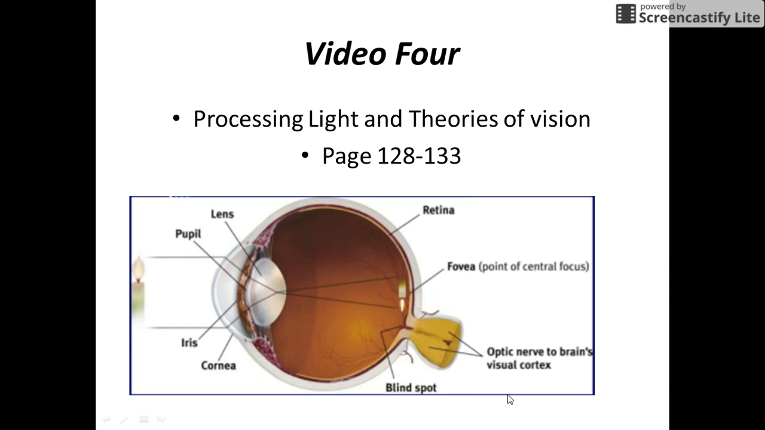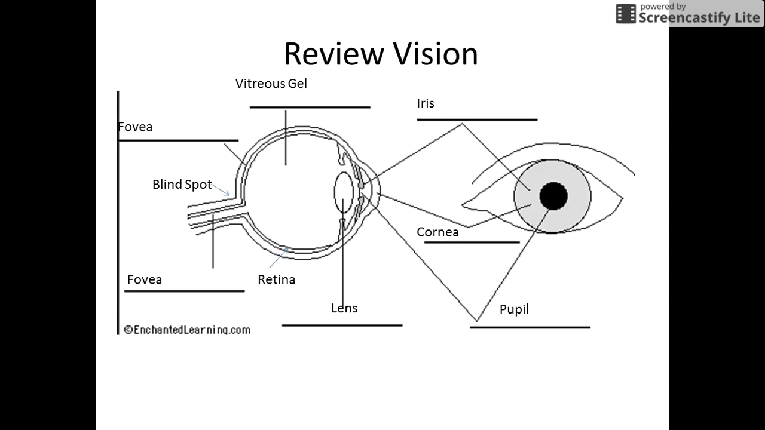Okay, so this is video 4 of Unit 4, Sensation and Perception. What we will review is how light actually enters the eye and is processed in the eye. We'll also go over the theories of vision. Information on here can be found on pages 128 to 133 in your textbook.